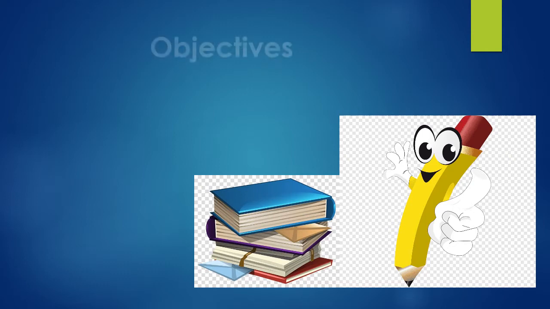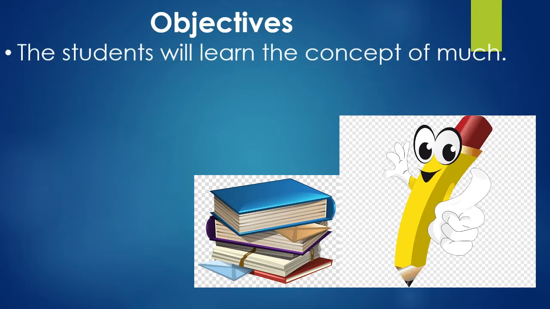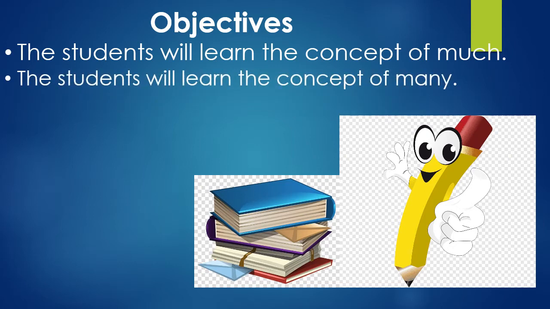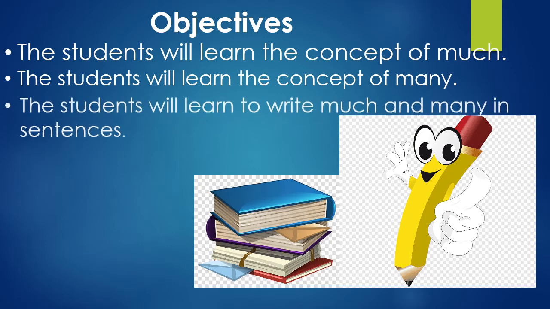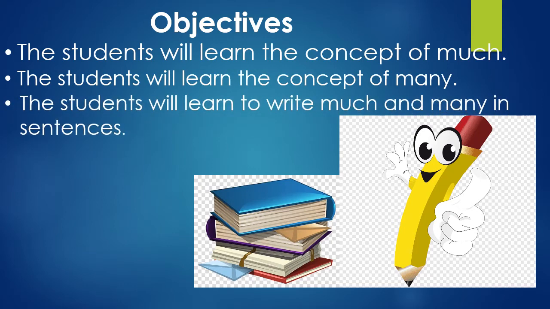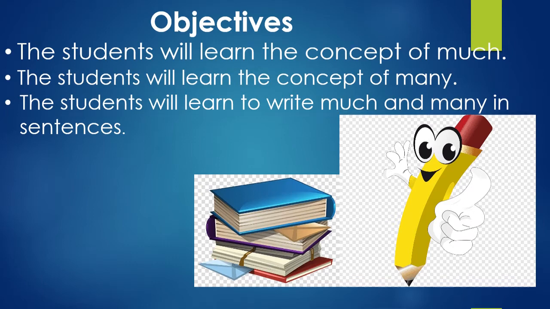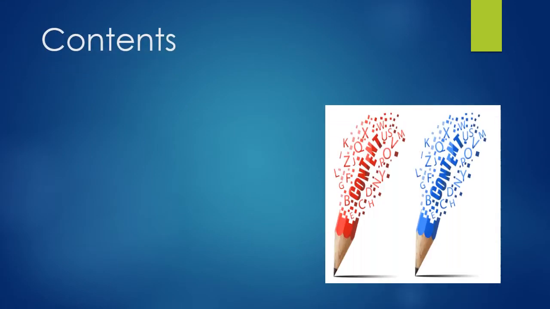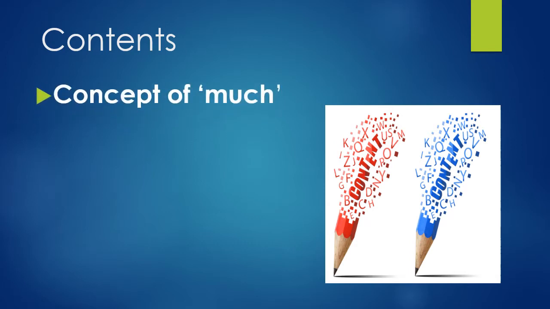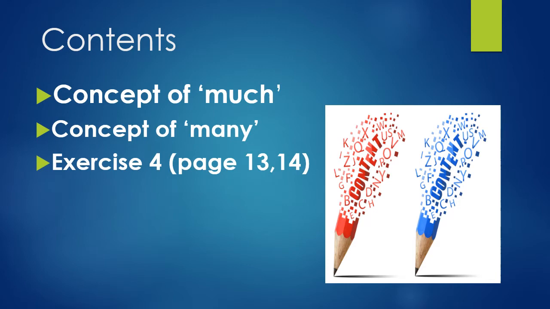The objectives of today's lecture are: the students will learn the concept of much, the students will learn the concept of many, and students will learn to write much and many in the sentences. So the contents of today's lecture are: concept of much, concept of many, and we'll do exercise 4 of grammar and usage book, page number 13 and 14.